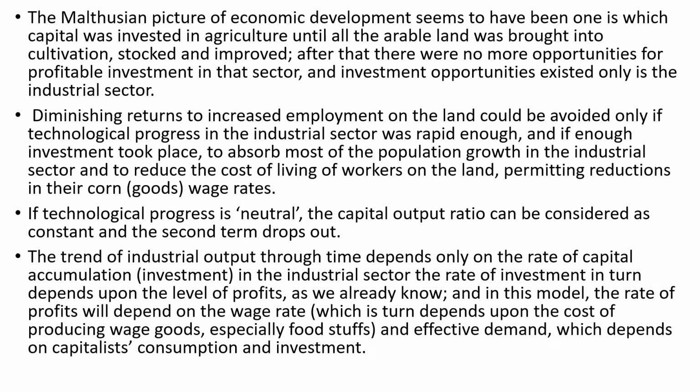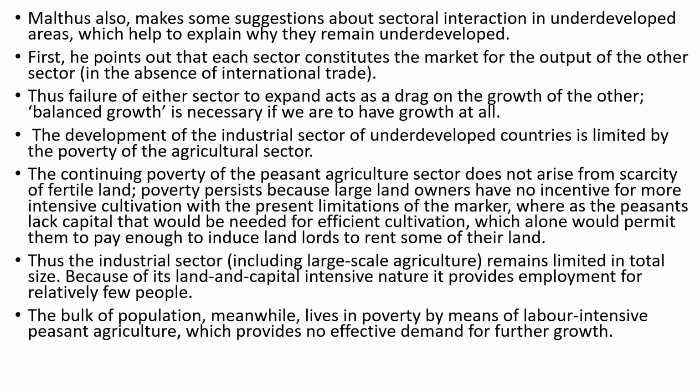He had a picture of economic development in his mind, and he told that diminishing returns is very much important to increase employment on land. So diminishing returns is something which we have to take into consideration in order to increase the employment on land. And this could be avoided only if the technological progress in the industrial sector was rapid enough. And if technological progress is neutral, the capital output ratio can be considered as constant, and the second term would drop off. As per him, the trend of industrial output through time depends only on the rate of capital accumulation in the industrial sector. The rate of investment in turn depends upon the level of profit.